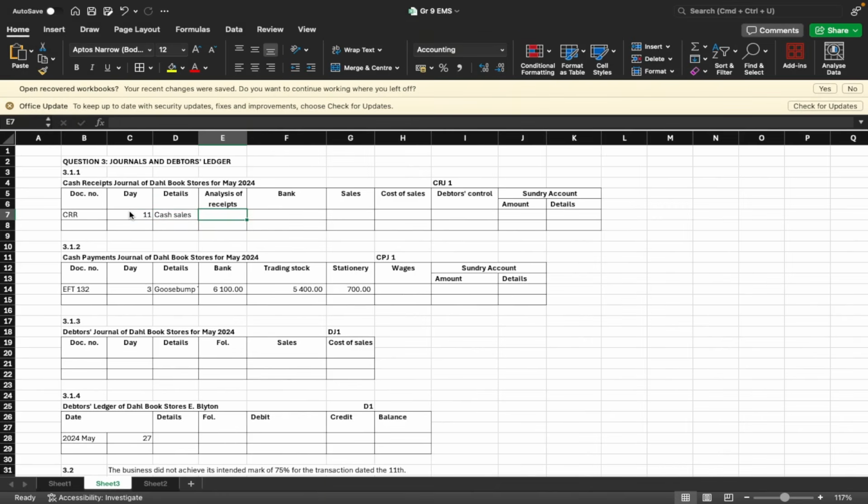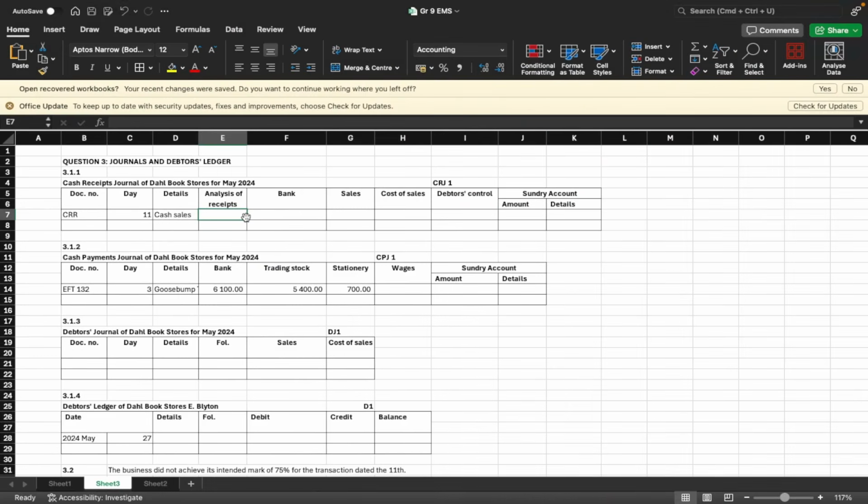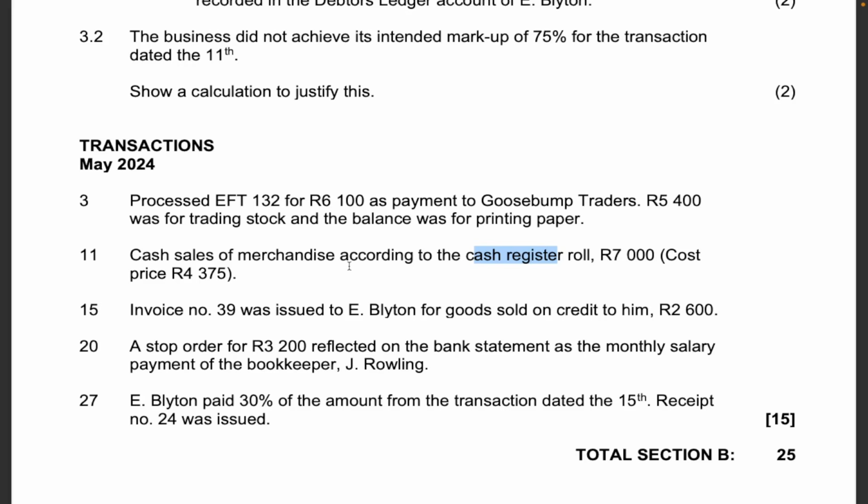And how much was it? Well, if we go back here, you can see it's 7,000 rand, but the cost price, what we call that, that's our cost of sales, 4,375 rand. So let's go ahead and record the 7,000 rand, because this is actually how much we received. Okay, don't confuse the 7,000 rand from the 4,375 rand. Okay, when it says cost price, that's how much it costed us to buy whatever we just sold for 7,000 rand. Okay, that's what it means.